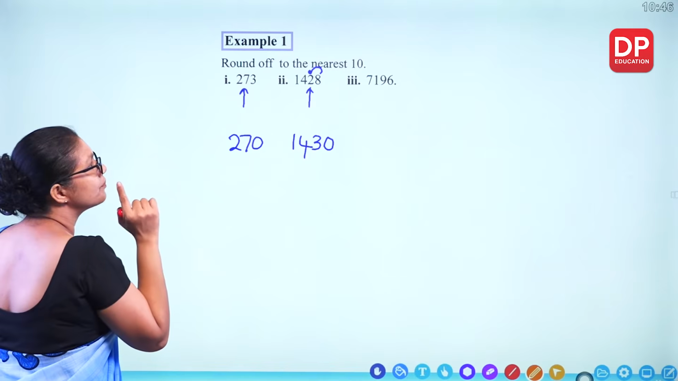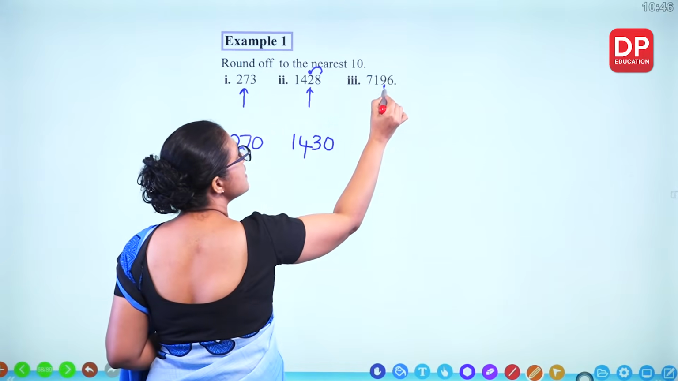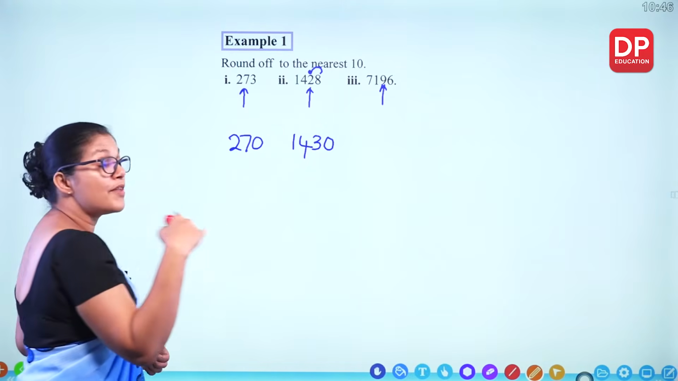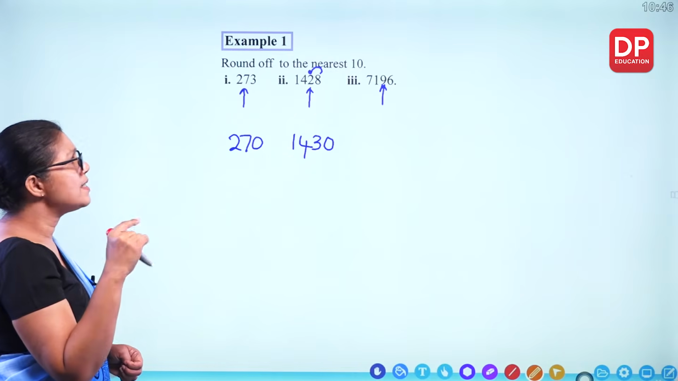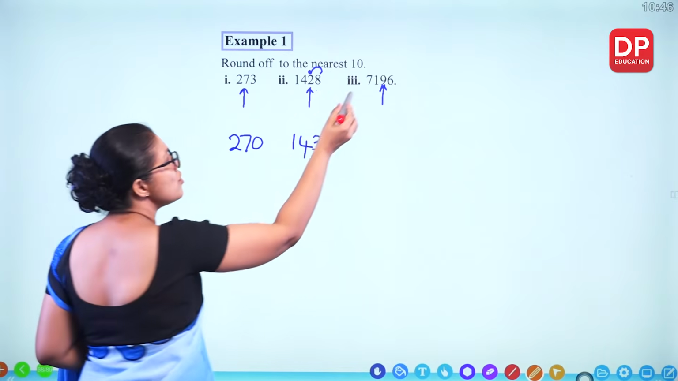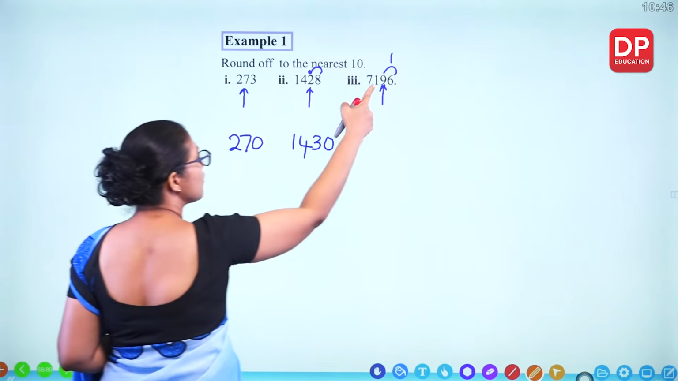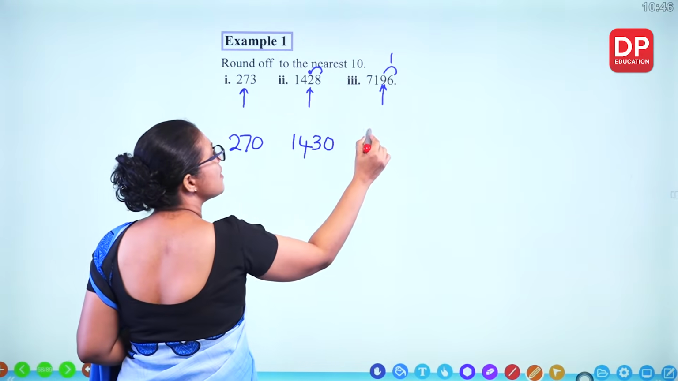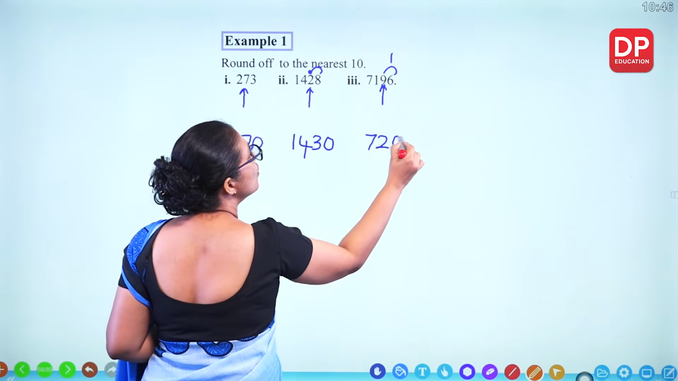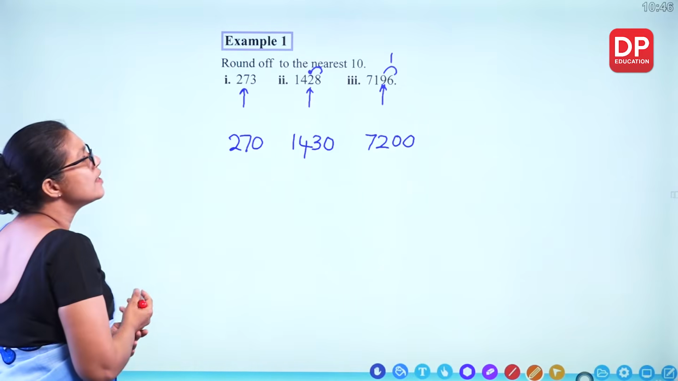So 1430. This one, the tens place is here. The next number, the right hand side number, is more than 5. So you need to add 1. When you are adding 1, this becomes 2. So 7200.